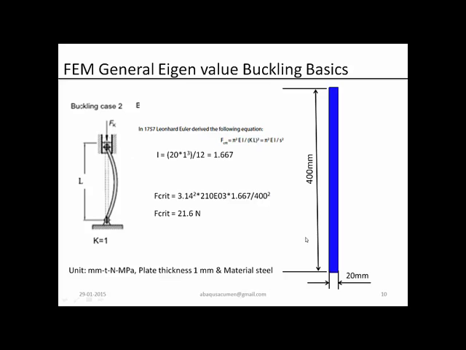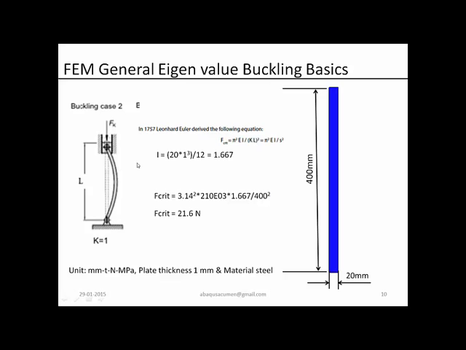So let's take a simple steel plate which is 20 millimeter in width, 1 millimeter in thickness, and 400 millimeter in length. What we are going to model is a pin condition, and for this pin condition, we'll calculate the critical load. The units we are going to use are Newton, millimeter, tonne, and MPa.